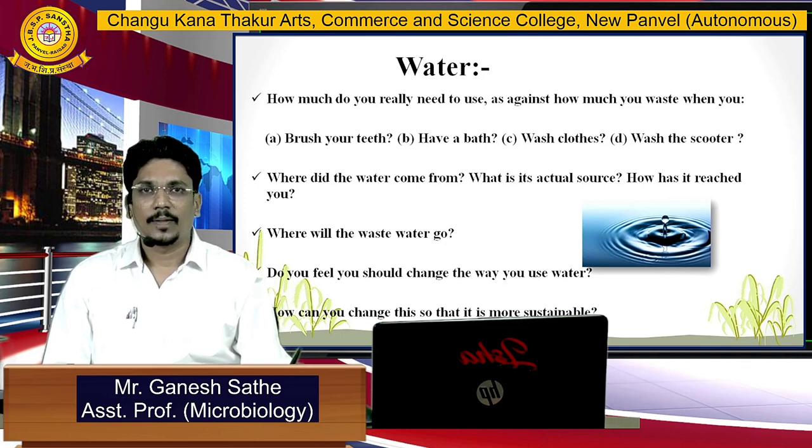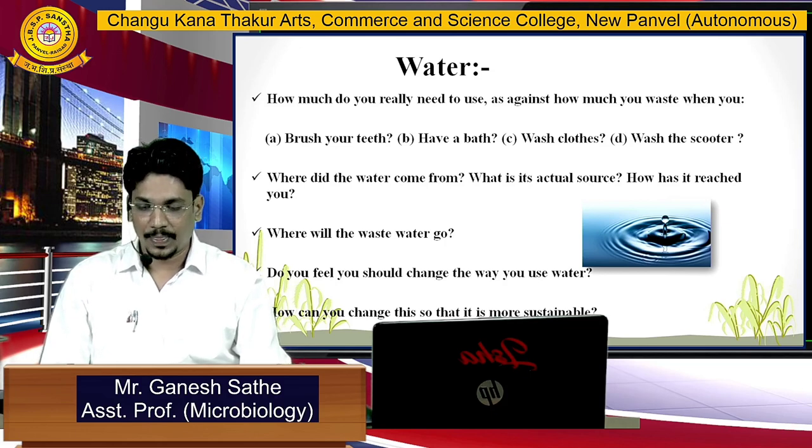Also try to determine where the water came from, what is the actual source, and how it reached into our home. Now, after using that water, whether that wastewater is treated, or what is the output of it? Do you feel you should change the way you use the water? If yes, then try to change or try to reduce the unavoidable use of water. Then how can you change this so that it is more sustainable? So this is all about water.